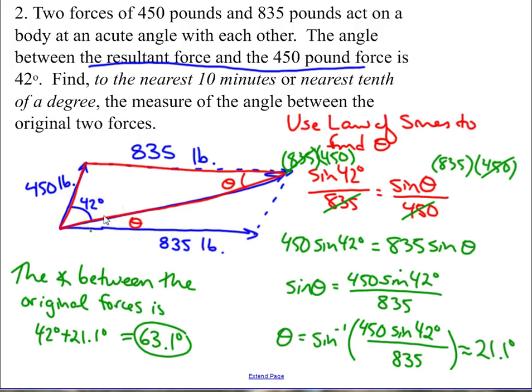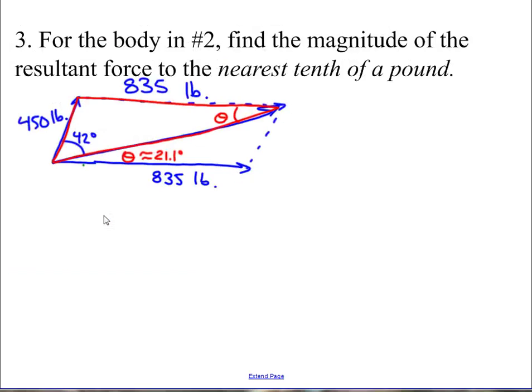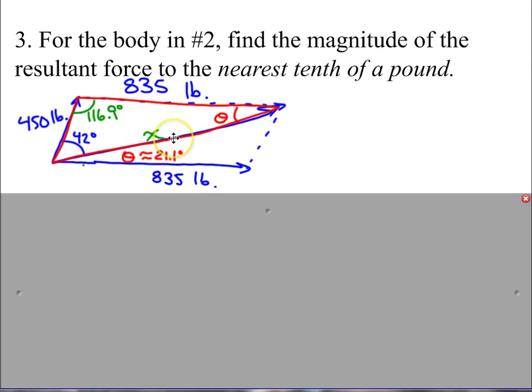Last example I'd like to consider is number 3. Okay, it says, for the body in number 2, find the magnitude of the resultant force. Okay, so now we know this is a 21.1, and I'm interested in the resultant force, which would be right here in the middle. Okay, so that's the x. We also happen to know that this angle up in this top left corner is supplementary to the 63.1 that you computed in the previous question. Therefore, check out what we've got in the red triangle.